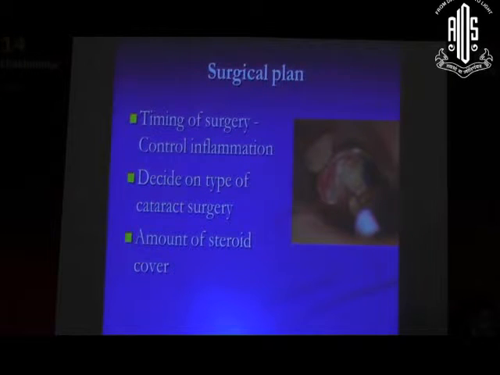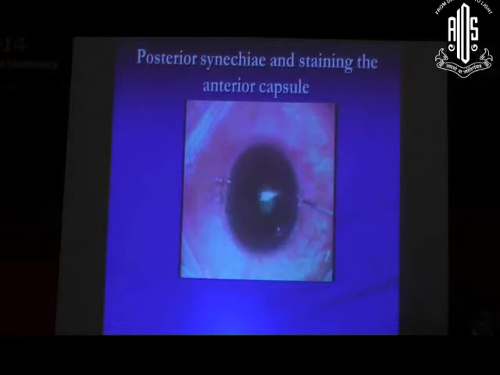Once you've decided on the surgery, it's important to plan the surgery at a time when the uveitis is relatively under control. Decide on whether you're putting a lens or not, the amount of steroid cover, and many other things. Because it's a child and you're going to put the child under general anesthesia, if you want to give a periocular injection at the same time, go ahead and give it at the time of the surgery.